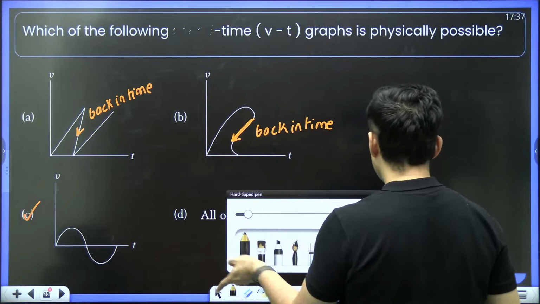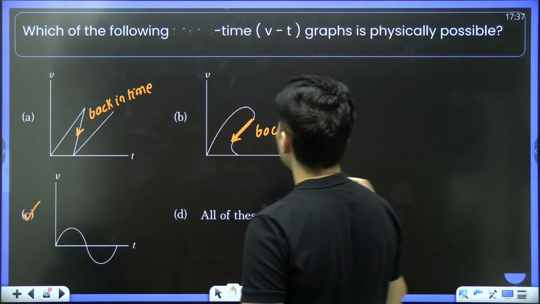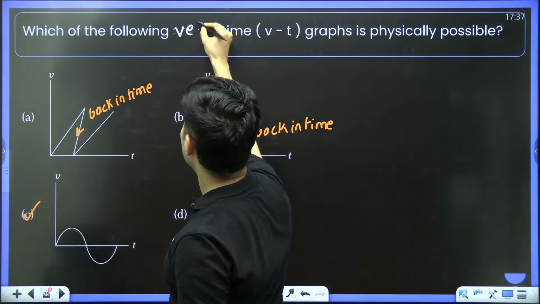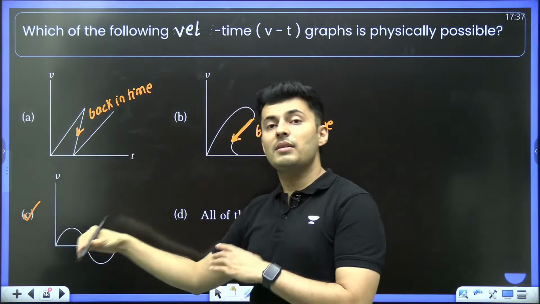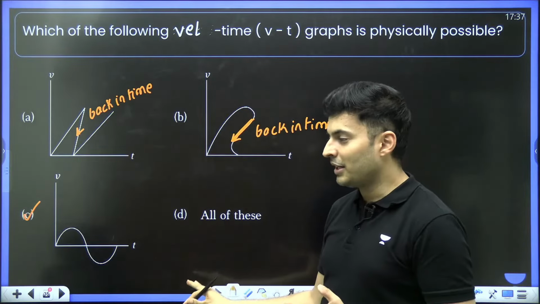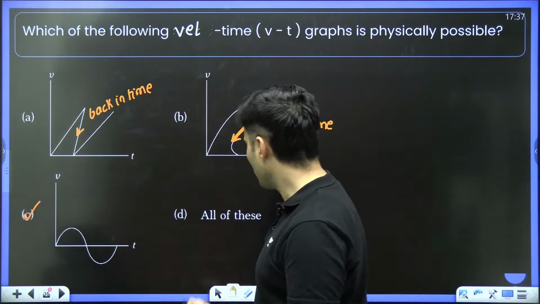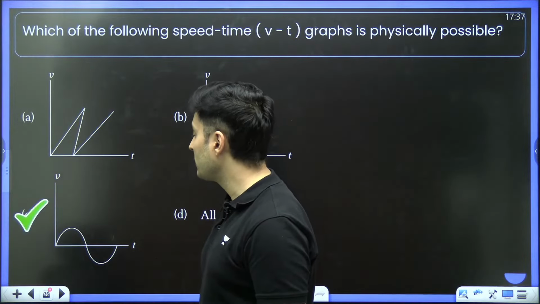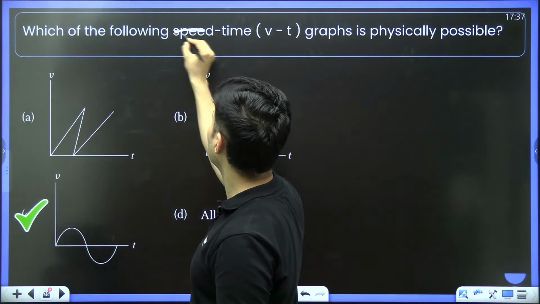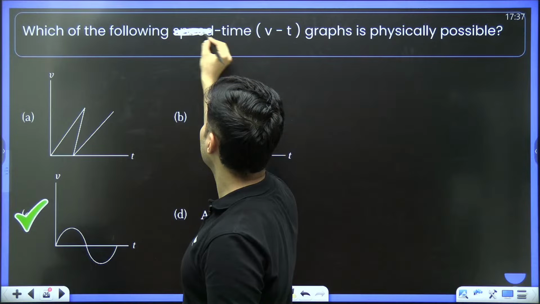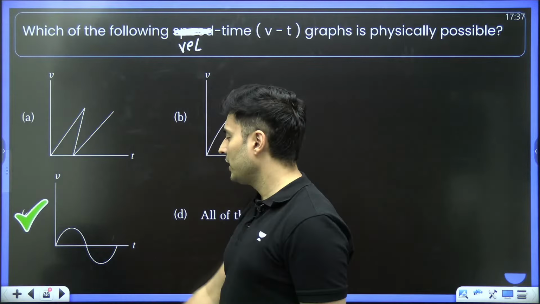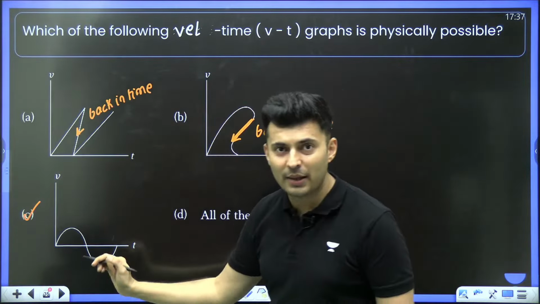Okay, because speed can't be negative, guys, remember that. So this is basically velocity-time. If it was speed, then even this would not be correct. Understood? Because speed can't be negative. So technically it should have been velocity, not speed. Okay, so I'm just changing this to velocity. Cool. Moving on to the next question. I hope this is very, very clear.